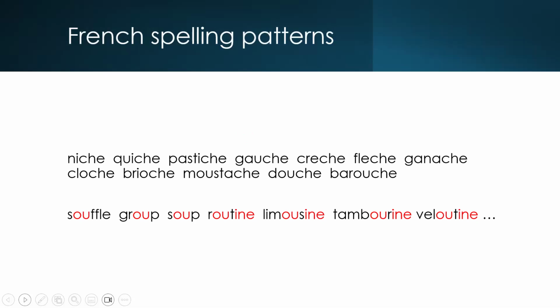So we have all these words, all of them French. Niche, with an I making an E sound. Quiche, pastiche, crèche, flèche, all with a sh. And look at these words. The OU is always going to make the French oo sound. Souffle, group. And then look at these ones.